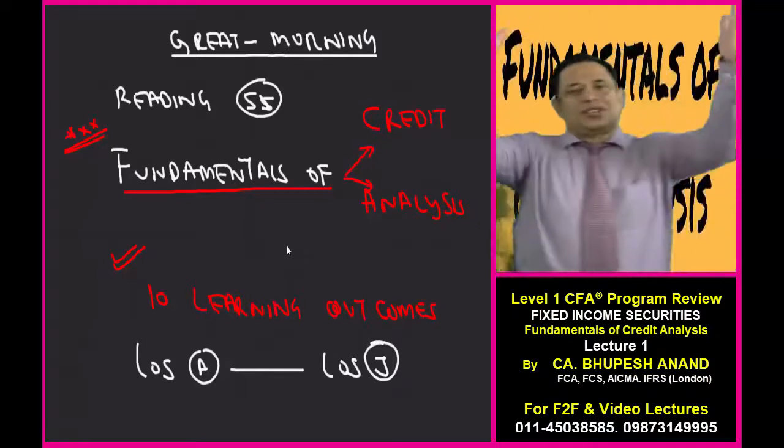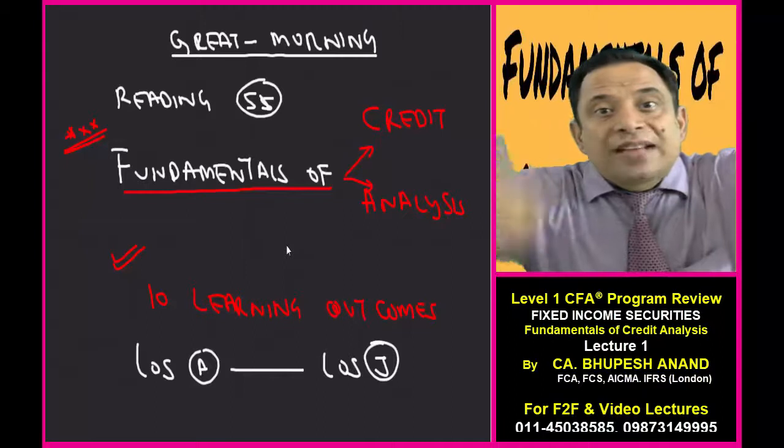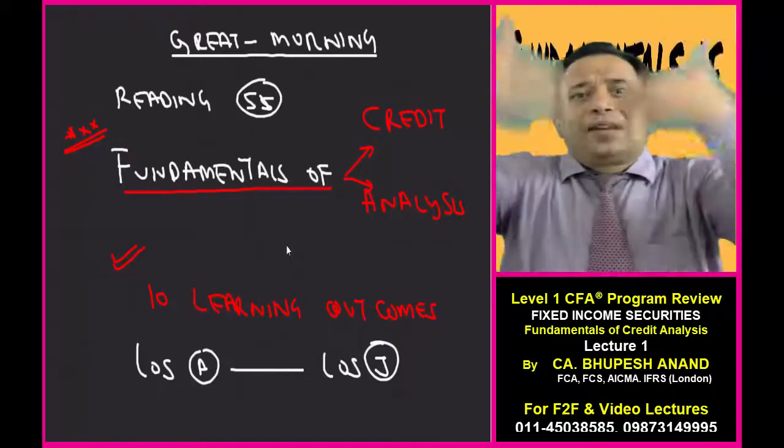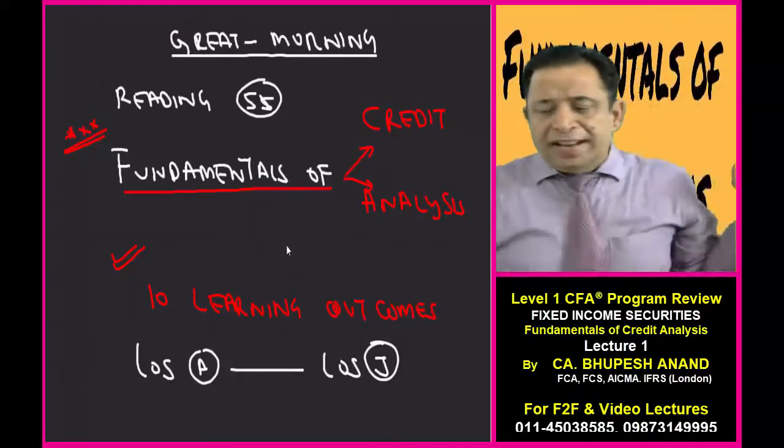So please take out your registers, my dear friends. You have to write down, because once you write down, I'm telling you, the whole concepts will be flowing in your mind. Please take out your register. The last reading of fixed income, reading 55.